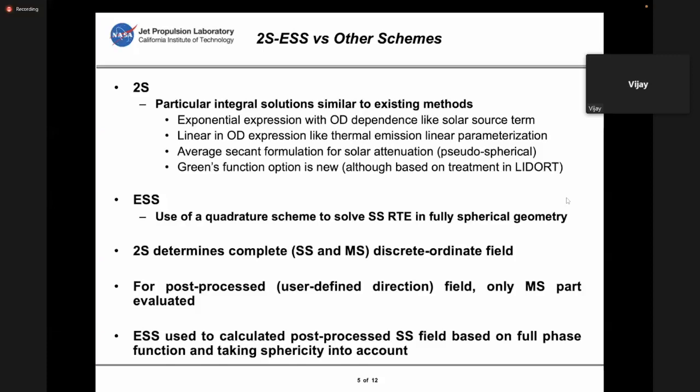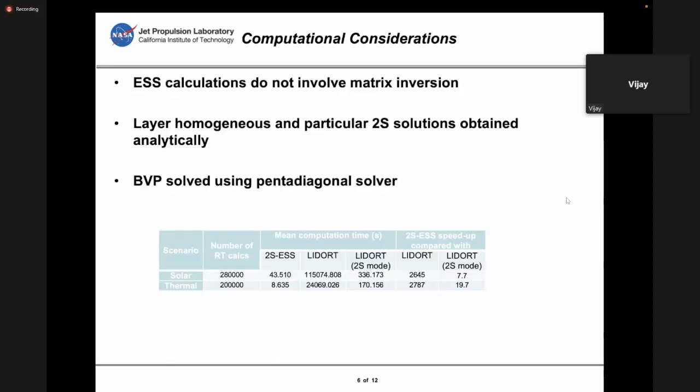However, for the post-processed field, that is the radiation field in the user-defined direction, only the multiple scattering part of the field is evaluated. Indeed, the post-processed single scattering part of the 2S field is ignored because it's based on severely truncated phase functions. Instead, we replace it by a fully accurate, independent result from the exact single scattering, or ESS, model. This is based on the full phase function and is not subject to the limitations of plane parallel scattering.